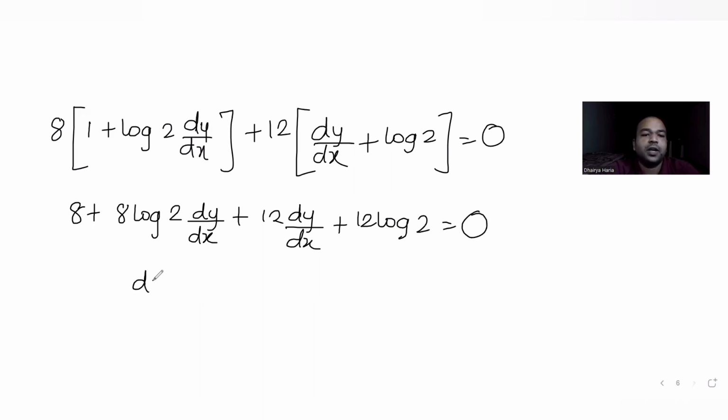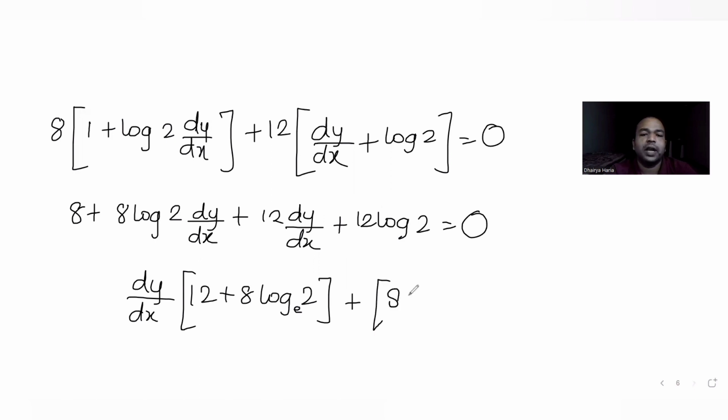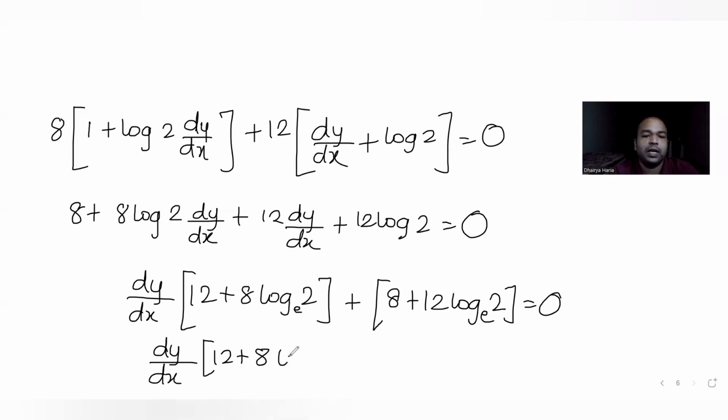So dy by dx, if I take it out common, I get 12 plus 8 log 2. Whenever we are writing log 2, it basically means we are talking about the base e only. So I'll start writing base as e, so it becomes easier for us to conclude as well. Plus what you are left with is 8 plus 12 log 2. So you get dy by dx times 12 plus 8 log 2 to the base e equal to minus of 8 plus 12 log 2 to the base e.